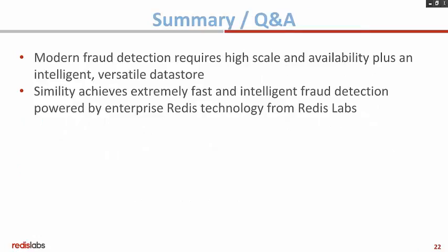All right, so I'll quickly summarize today's presentation. Basically, you heard from Ravi, who heads up the engineering department at fraud detection startup Simility. We talked about how modern fraud detection requires high scale and high availability plus an intelligent, versatile data store, which is Redis, and how Simility achieves this very fast and intelligent fraud detection with enterprise Redis.